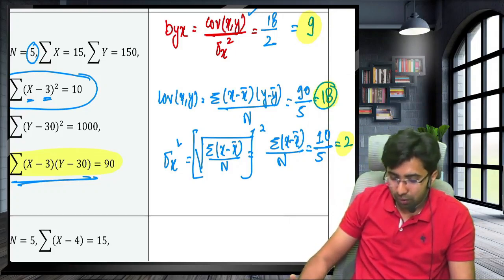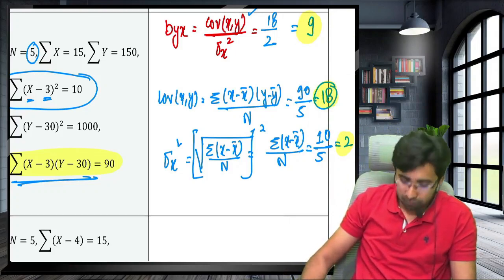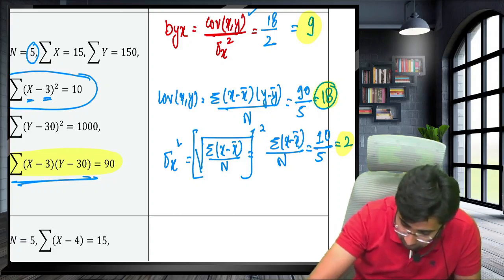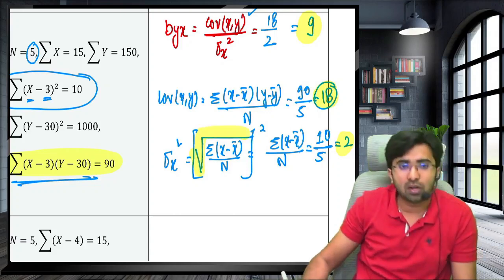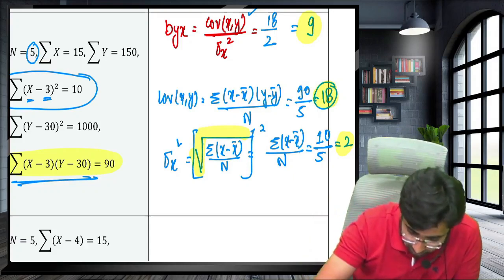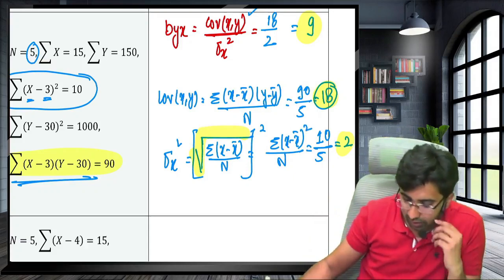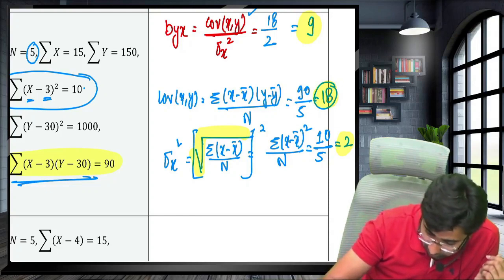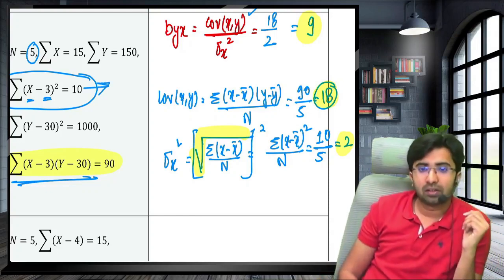Okay, guys, you have to square it. When you square it, the under root will vanish. When you take the square of under root, the under root will vanish. It will be just summation of x minus x bar whole square divided by n. And what is x minus x bar whole square? It is 10. Already provided with that.